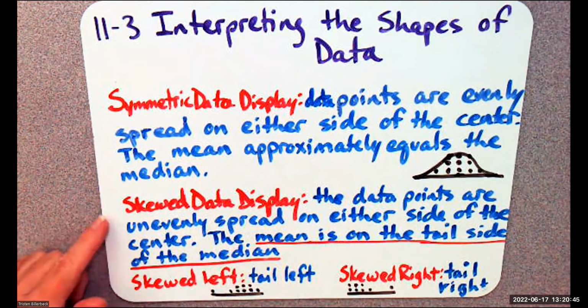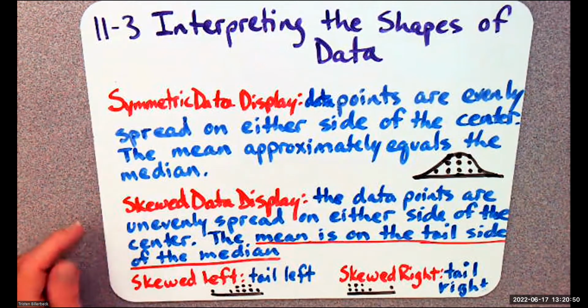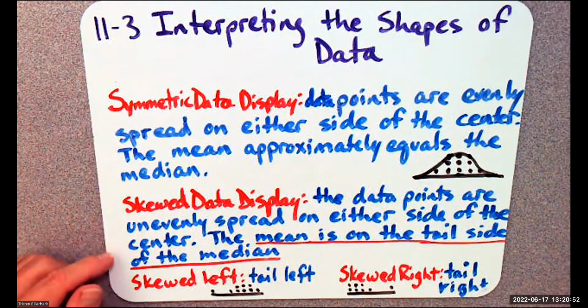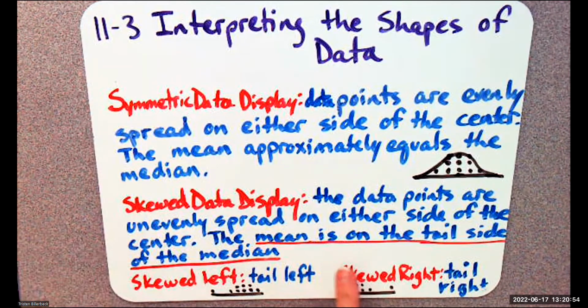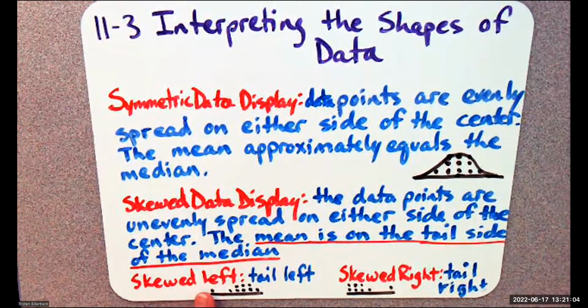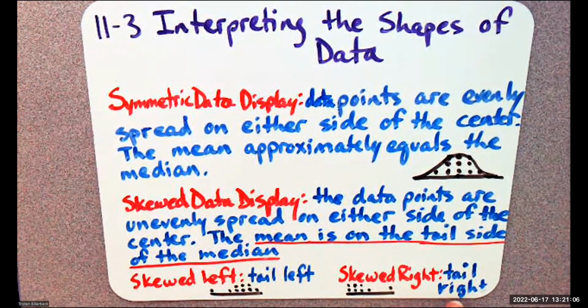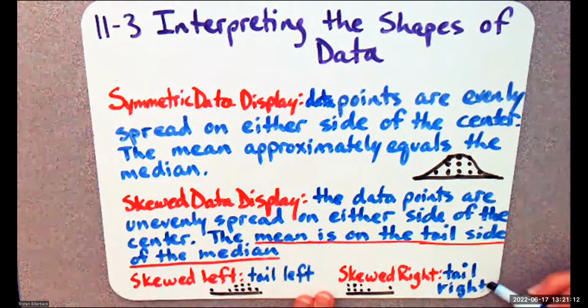A skewed data display has data points unevenly spread on either side of the center. The mean is on the tail side of the median. If we're skewed left, the tail is on the left, right here. If we're skewed right, the tail is on the right side here. So that's a tail right there.